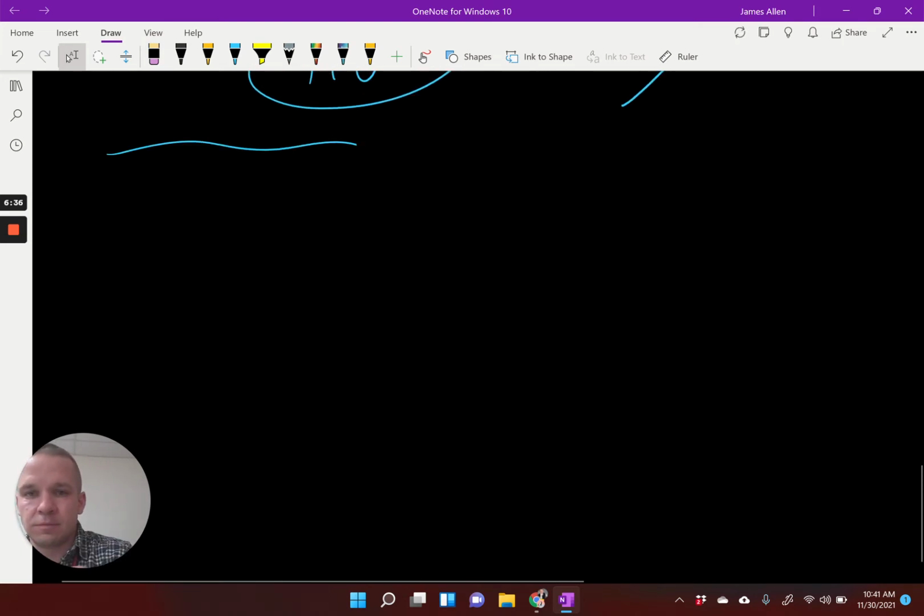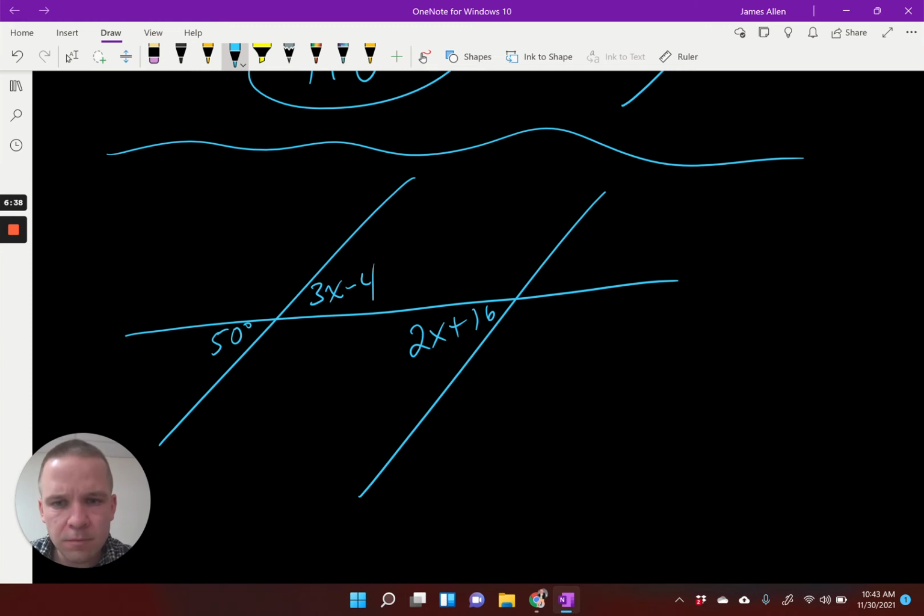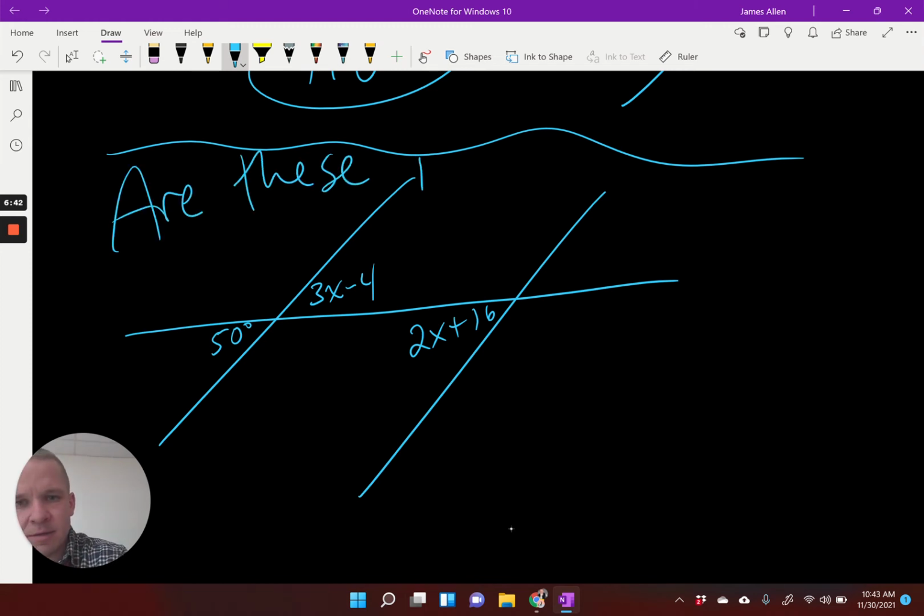Awesome. All right. Are these lines parallel? That's going to be our question here. So are the two lines parallel? We could label them like A and B or whatever, but let's see if we can figure it out. We also have to justify it. I can't just say, yeah, they look like it.